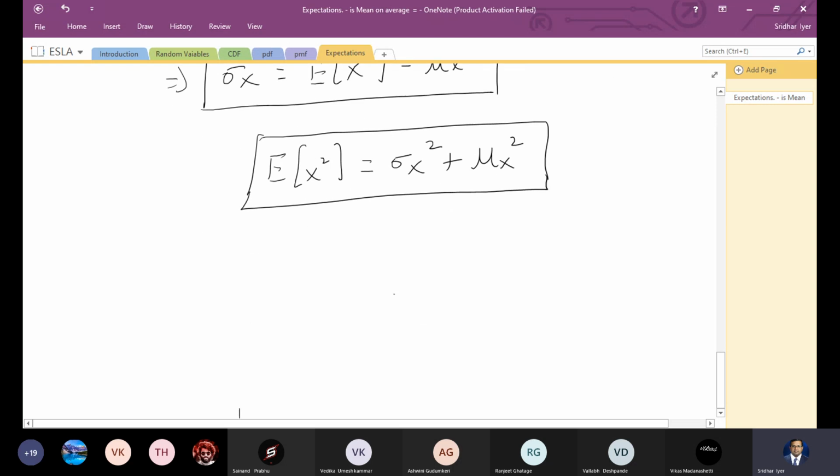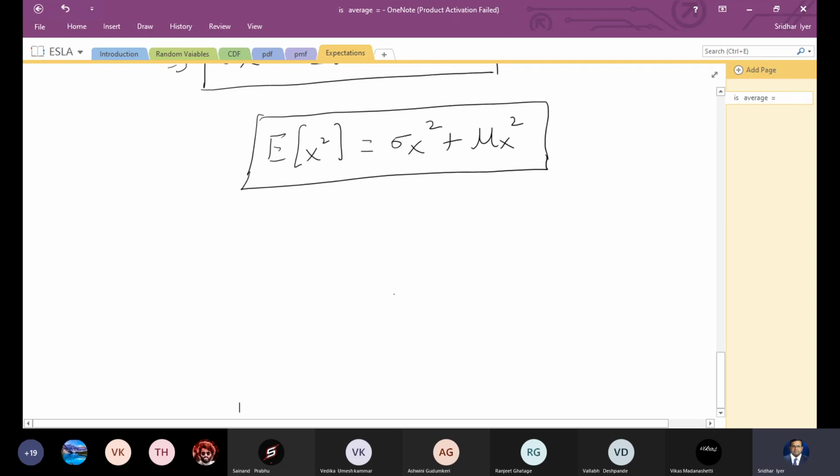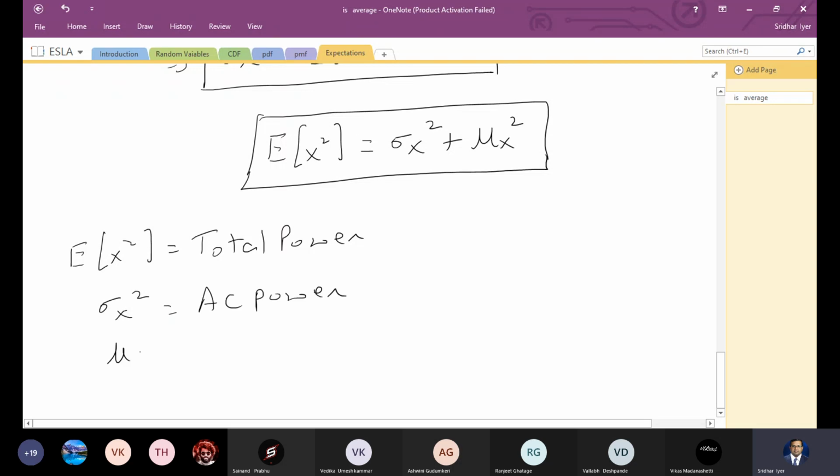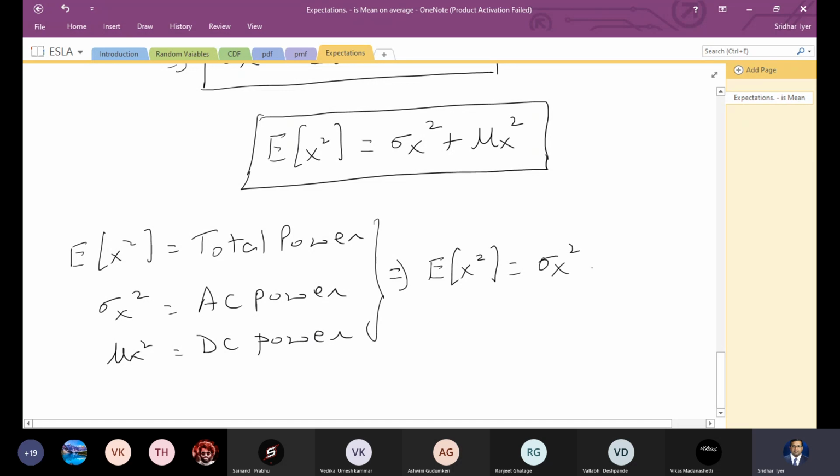Now what is the use of all of this? Let me give you a practical application. In a practical application, E of x square is the total power. The sigma x square is AC power, and mu x square is DC power. That is a constant, right? Therefore, the total power, that is E of x square, will be sigma x square, that is the AC power, plus the DC power.